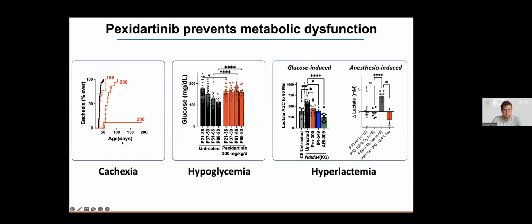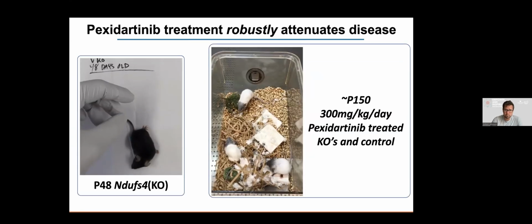Strikingly and unexpectedly, in addition to all these rescues of neurological dysfunction, we saw prevention of a number of signs of metabolic dysfunction as well. So cachexia, weight loss, was prevented, progressive hypoglycemia was prevented, and increased blood lactate levels in response to either a glucose stimulus or anesthesia. In both cases, treatment with pexidartinib, this leukocyte inhibiting drug, prevented them.